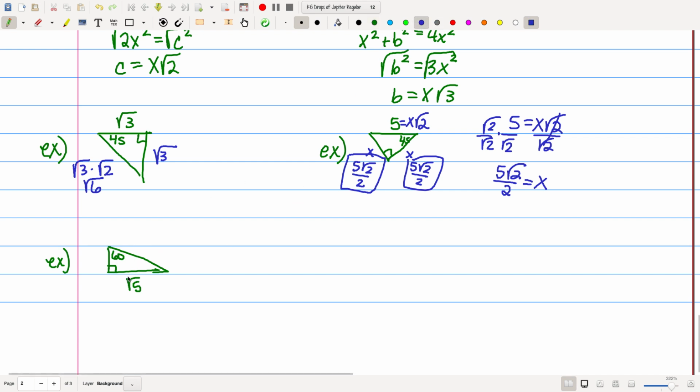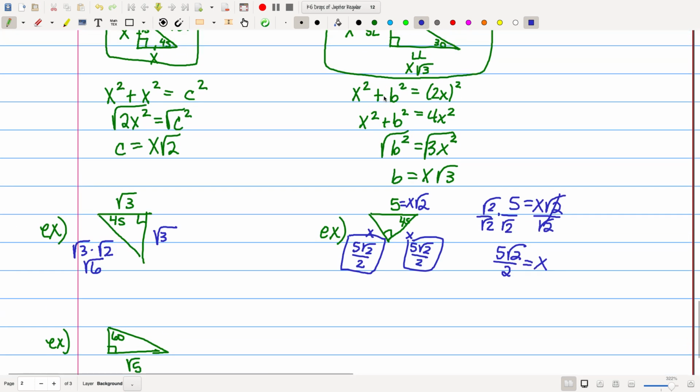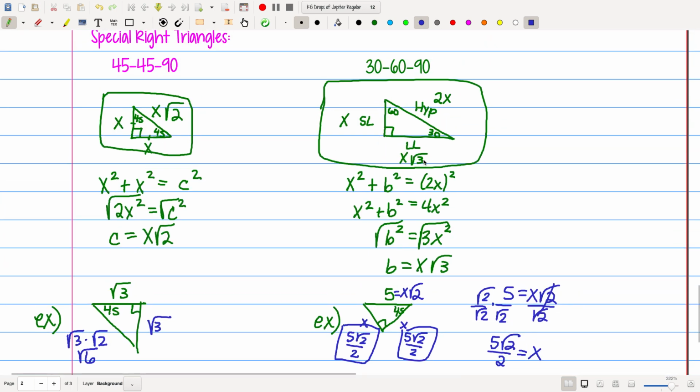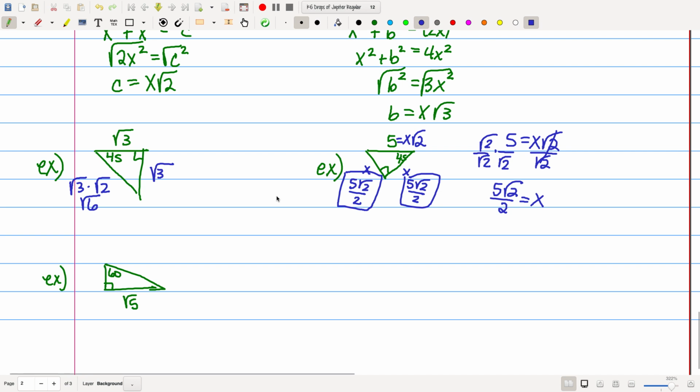Now remember, this is the long leg. The long leg, if we go look at our picture up here, the long leg is x square roots of 3. So I know that this has to equal x square roots of 3. So I want to find x. So I'm going to take the square root of 5 and divide by the square root of 3. And again, we're going to rationalize that. And I'm left with square root of 15 over 3, which will not reduce.